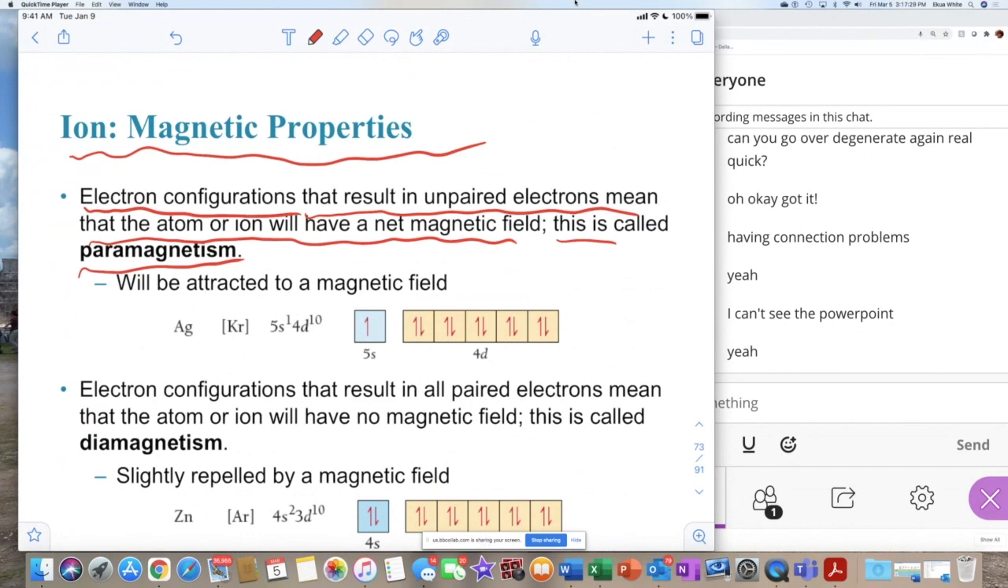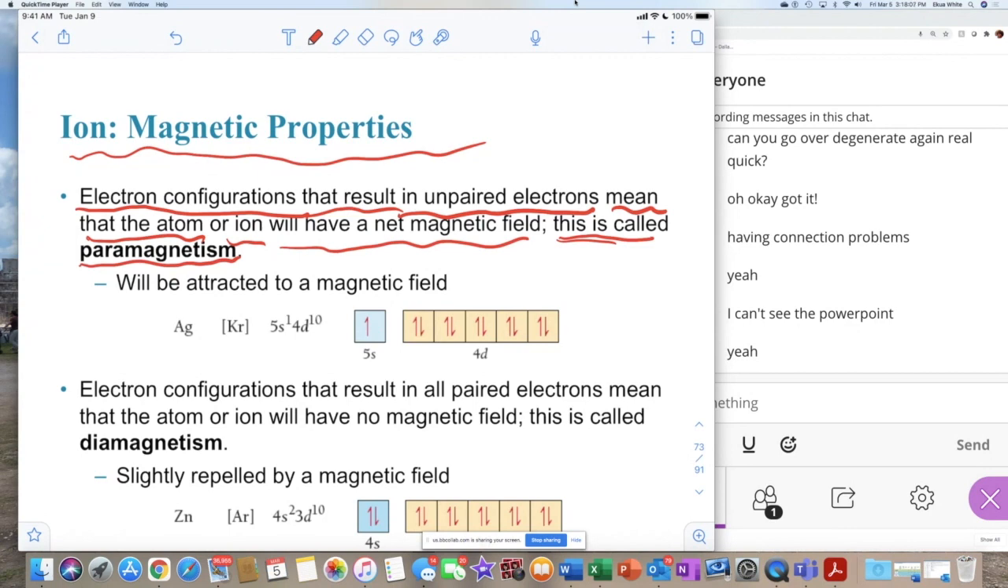If you have an electronic configuration of an element, it doesn't even have to be a metal. That's where this one gets complicated. It doesn't even have to be a metal. We'll see that down the road. Oh, I'm telling too much too soon. I need to keep some things to myself. But we're told in general, if the electronic configuration of any element or compound results in an unpaired electron, that means the atom or ion will have a net magnetic field, and that is called paramagnetism.